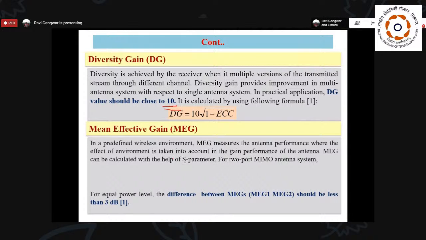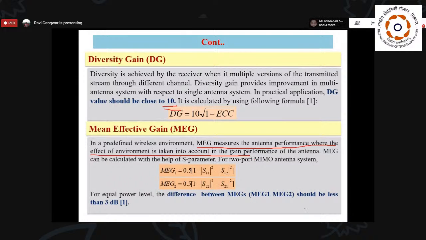In the mean effective gain, we can say that it measures the antenna performance where the effect of the environment is taken into account. The effect of environments means what kind of system we are going to consider, like line of sight communication or non-line of sight communication. In both conditions, we go for the mean effective gain, or when we consider different kinds of environments, in both conditions we see the effect on the mean effective gain.